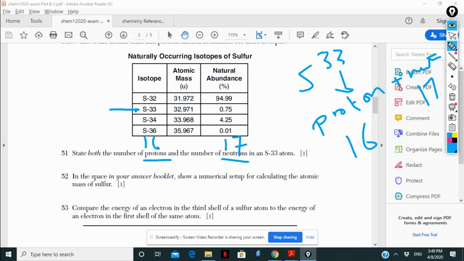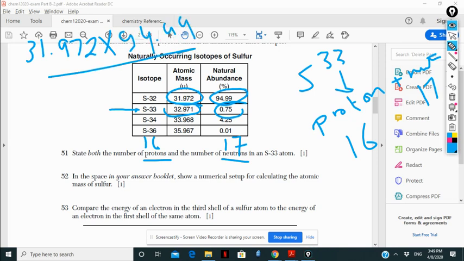In the space of your answer booklet, show a numerical setup to calculate the atomic mass of sulfur. Atomic mass, look here, I have the atomic mass for each isotope. I have to multiply it by the percentage and add at the end. So the setup is going to be like that: 31.972 multiplied by 94.99 divided by 100, plus 32.971 divided by 100 multiplied by 0.75.